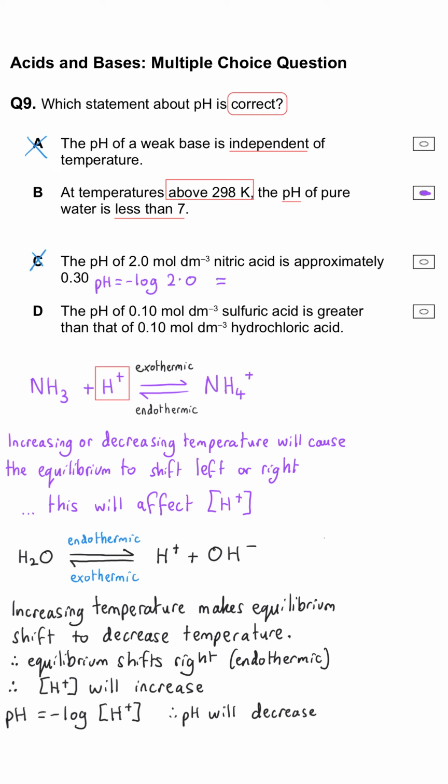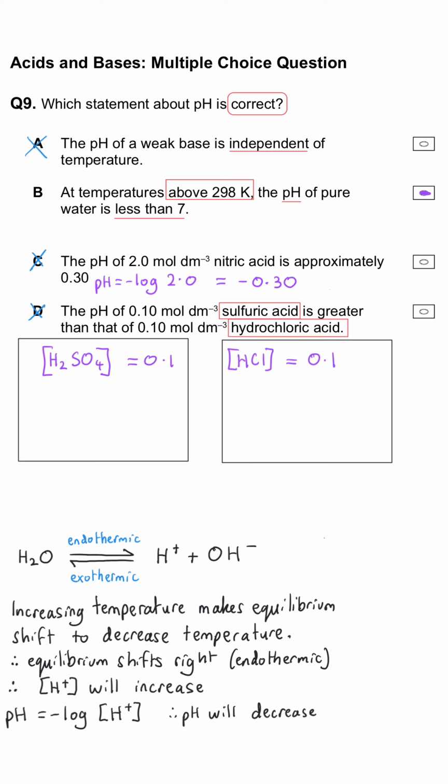C is incorrect because the pH of nitric acid with a concentration of 2 moles per decimeter cubed is negative log 2, which is minus 0.3. D is not correct because the pH of the same concentration of a diprotic acid is going to be less than the equivalent concentration of a monoprotic acid because there will be double the hydrogen ion concentration and so therefore a lower pH.